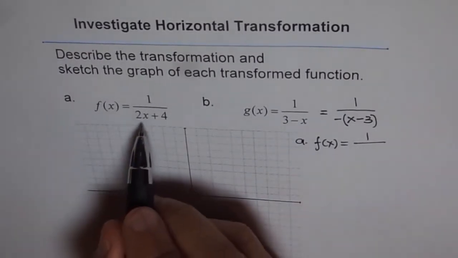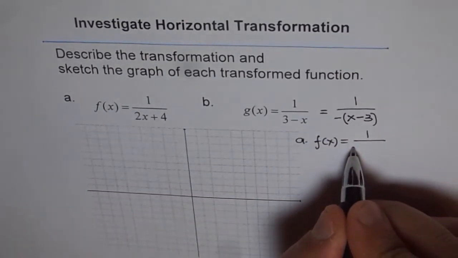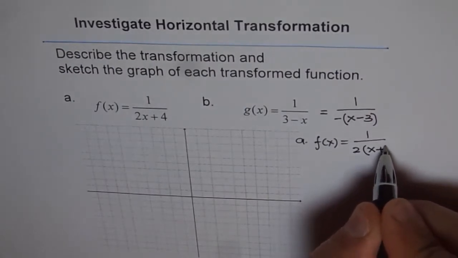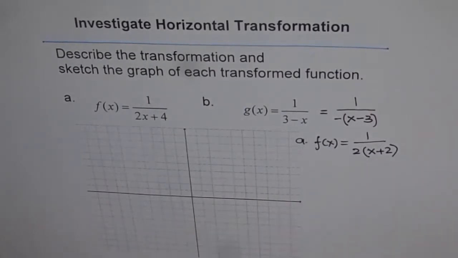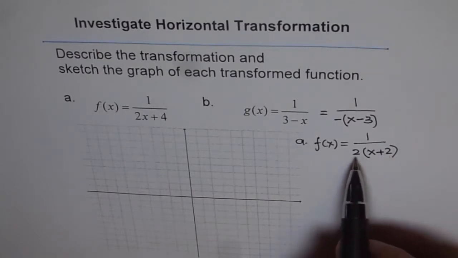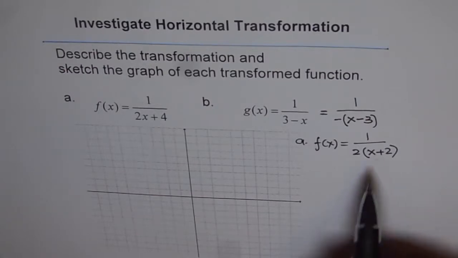First thing is factor the coefficient of x, which is 2 in this case. So we'll factor 2 out, and what do we get? We get x plus 2, right? So that is the first step. Now things are very clear. You can treat this 2 as a horizontal compression by a factor of half, and this 2 is horizontal translation 2 units to left, right?